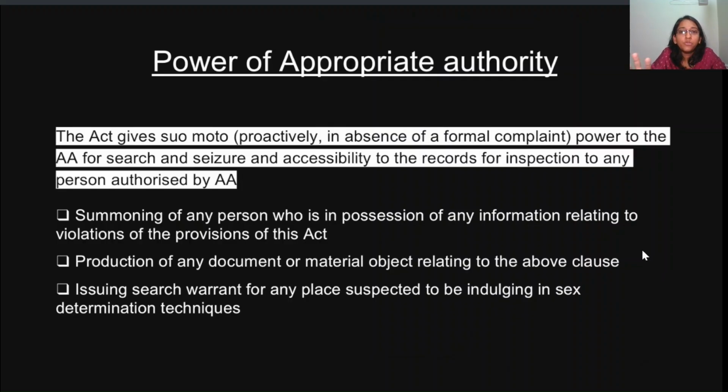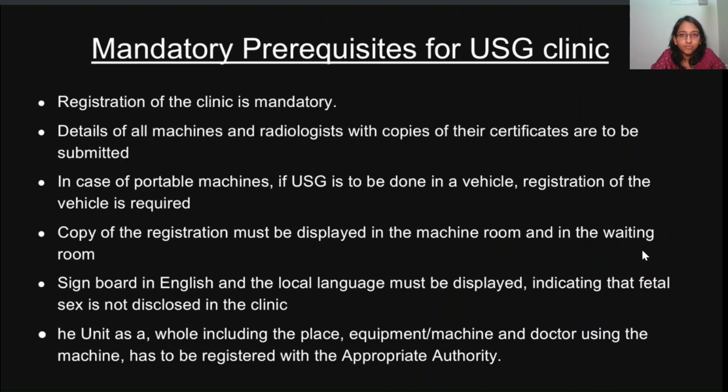They can ask for production of any document, material or object relating to the above clause. They can issue a search warrant to any place suspected to be indulging in sex determination techniques.